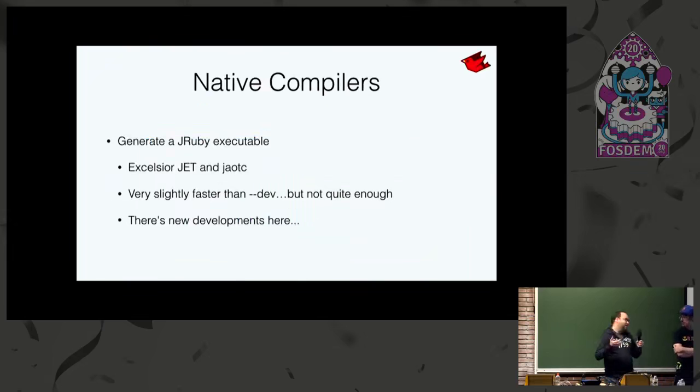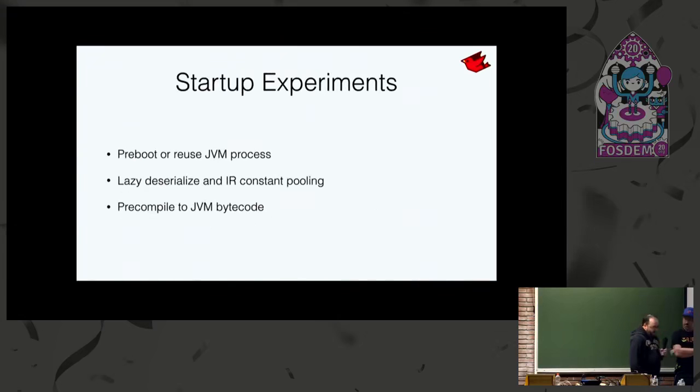Excelsior Jet's the one that I had some experience with, and it got better in --dev, but again, it's one of these things where we didn't really want to go that extra step. It's something else to support, and then it was also a company. May they rest in peace. But we'll talk about native compilers later too.